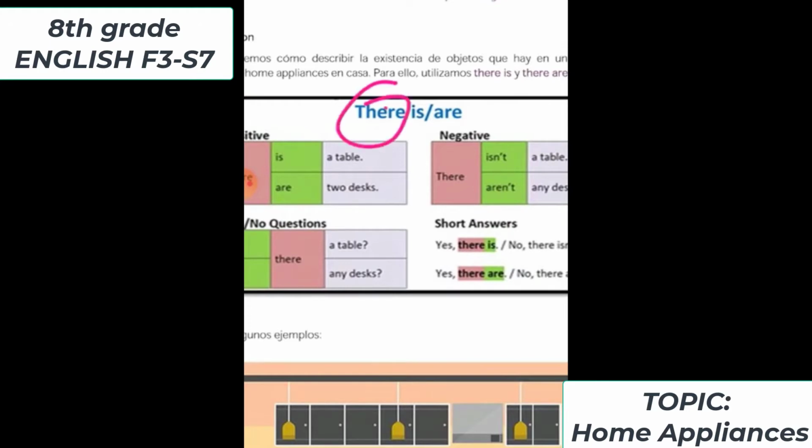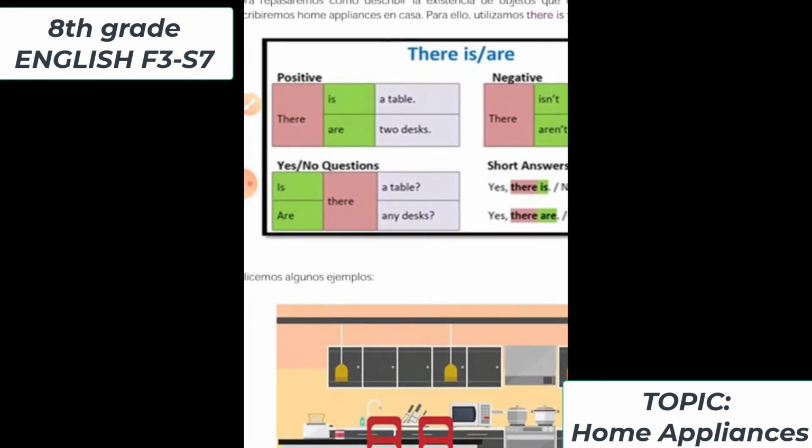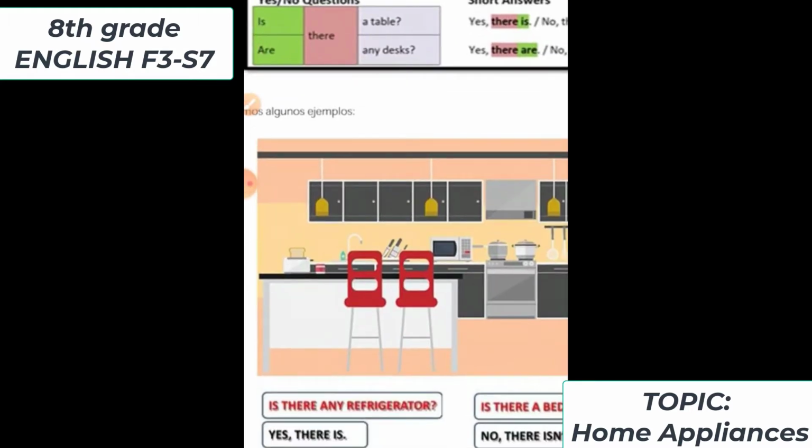Second, we will do some practice with there is and there are. Yes? Practice with there is and there are. Okay? We will be saying what there is in a house and what there is not in our house. We will also say what there are, what objects we have in our house. Yes? What objects there are in our house and what objects there are not in our house. Okay?